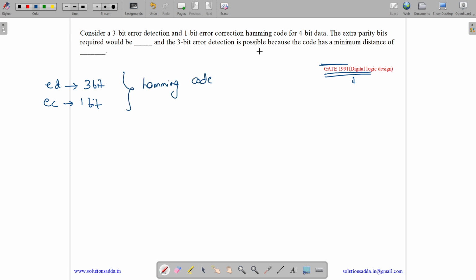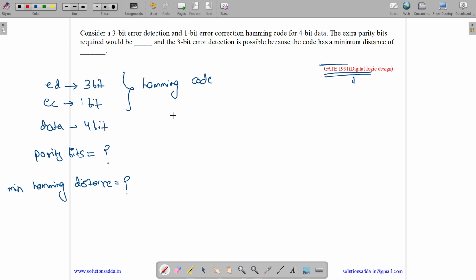Hamming codes for 4-bit data. The extra parity bits required would be? Here we have the concept of parity bits, even parity and odd parity, which are used for error detection and correction. It is asking how many parity bits are required. And 3-bit error detection is possible because the code has a minimum distance of, so we have something called the Hamming distance. It is asking for the minimum Hamming distance possible.